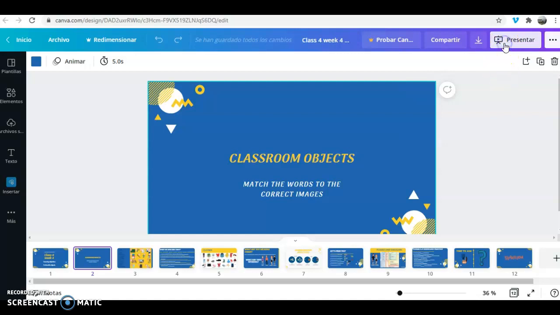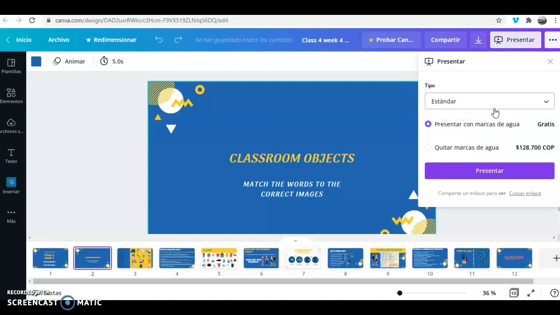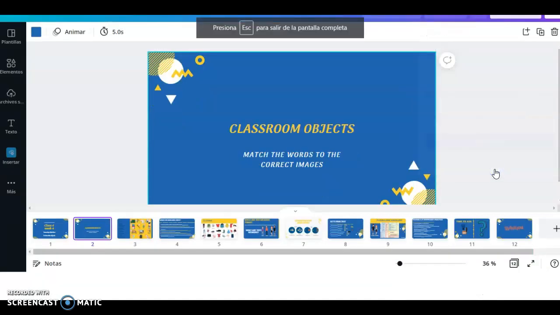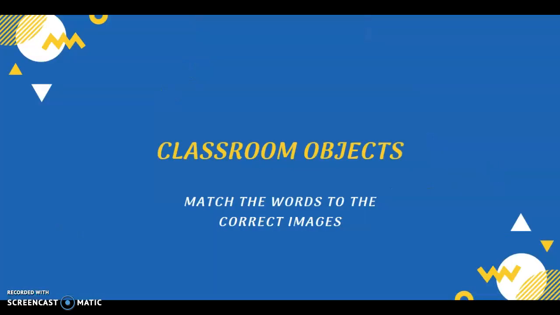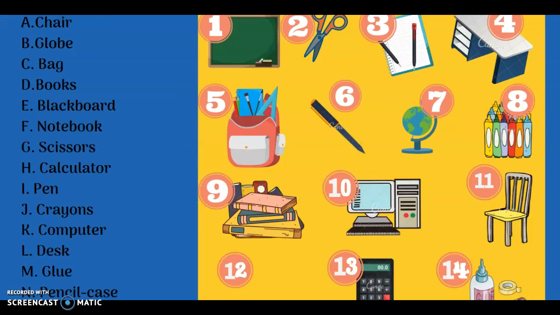So what is the idea of this class? The idea is to show you the topics that we work on during the week, give you some information related to the topics, and give you time to complete the activities that we did with your partners in class. The first one was the classroom objects, in which we have to match the image to the correct word. So for example, the word A is chair, which means silla in Spanish. So the perfect match here is number 11.